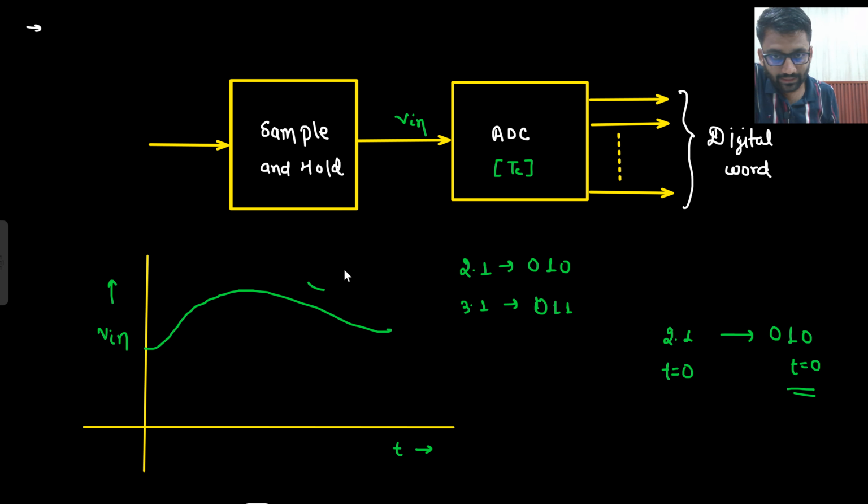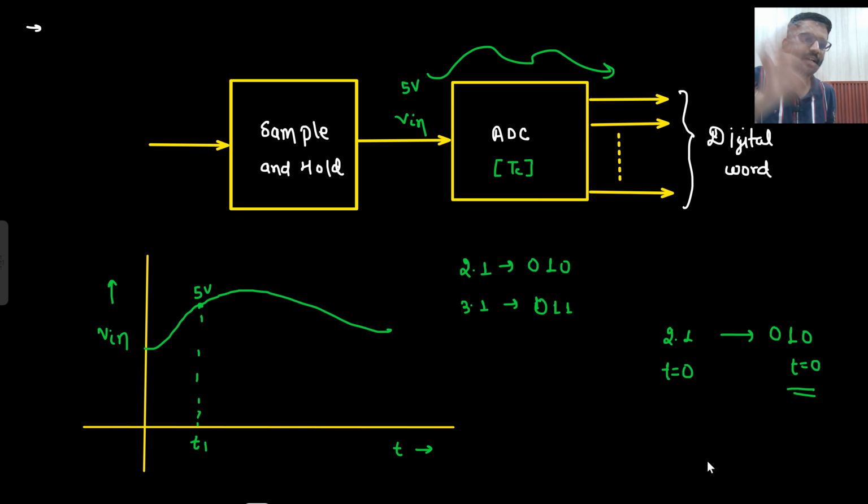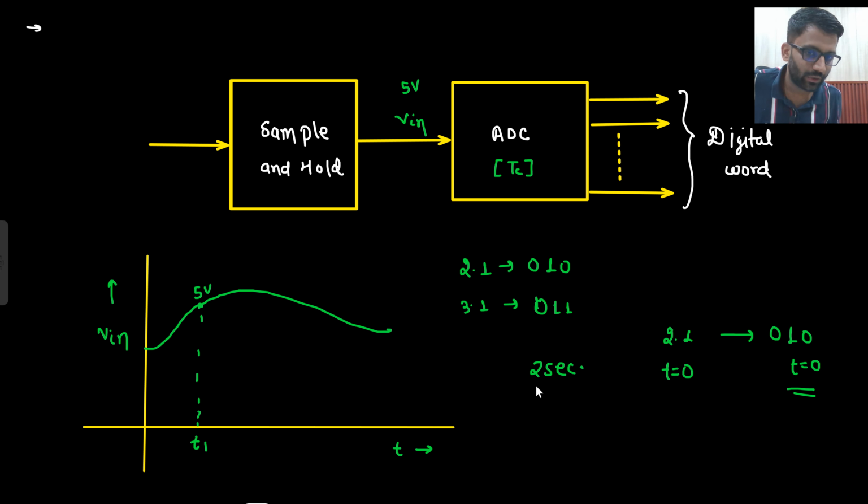Now let's just say I apply this input here, then what will happen? At t equals t1, assume that this is my 5 volt. So I am applying 5 volt here at t equals t1. Now what will this ADC do? This ADC will start converting 5 volt to the digital word. This is the job of ADC, but it will take some conversion time. Let's just say the conversion time is 2 seconds. So it will take 2 seconds to convert this 5 volt to digital output.